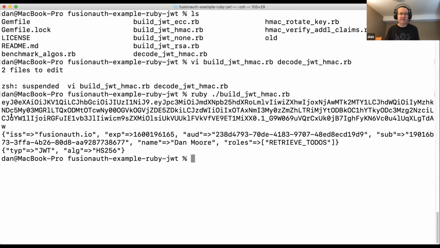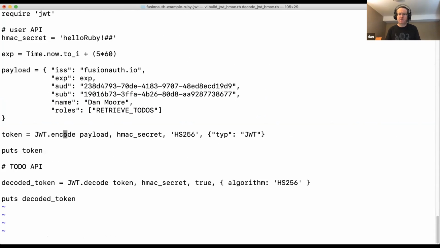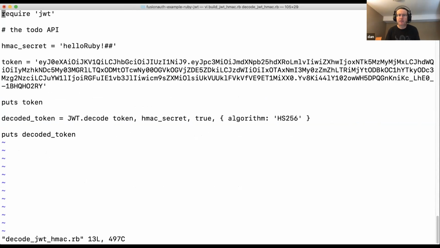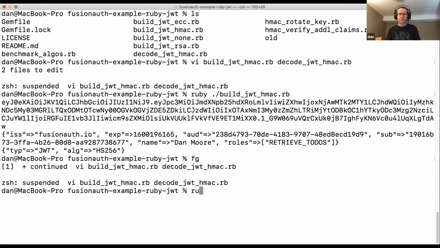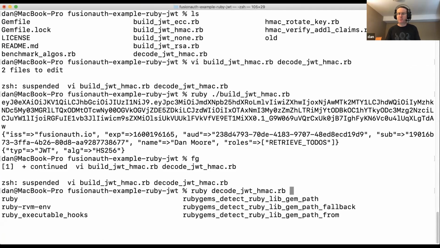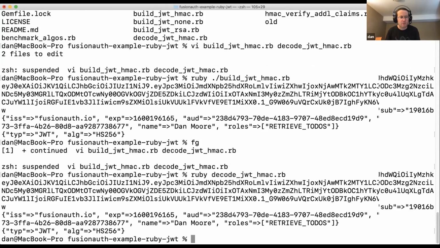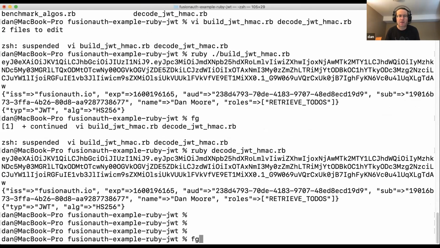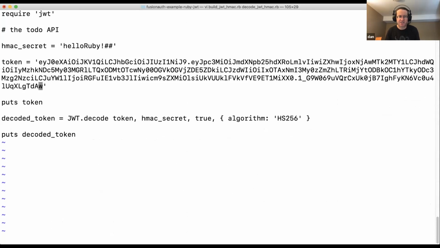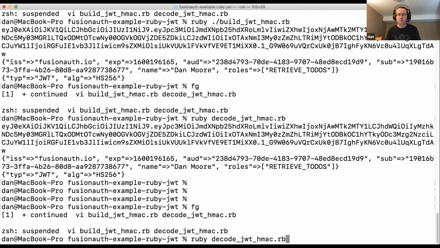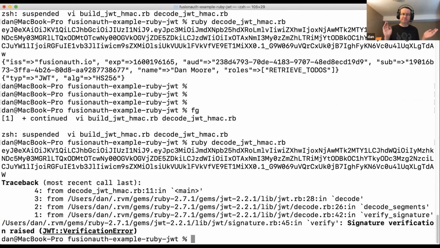If we take this in here and go here and run Ruby, I'm just decoding the same one. Great. Whoopie-doo, but let's change the signature to a capital W, and it throws an exception.